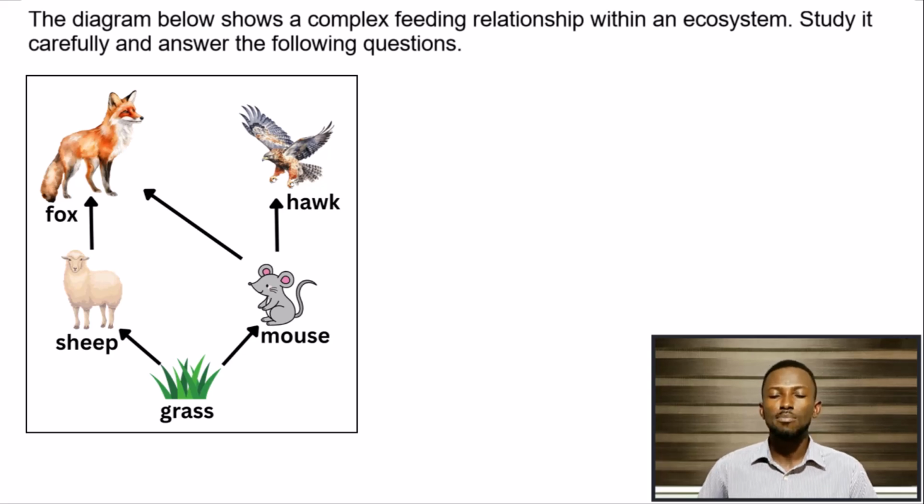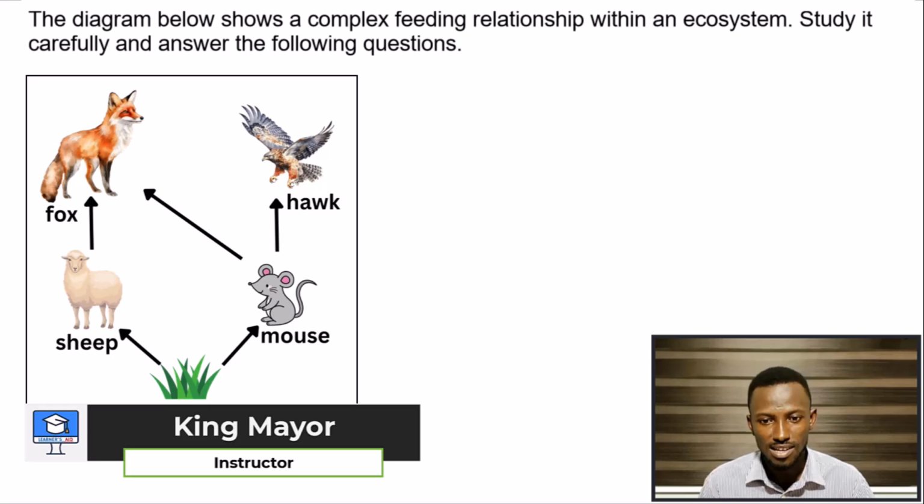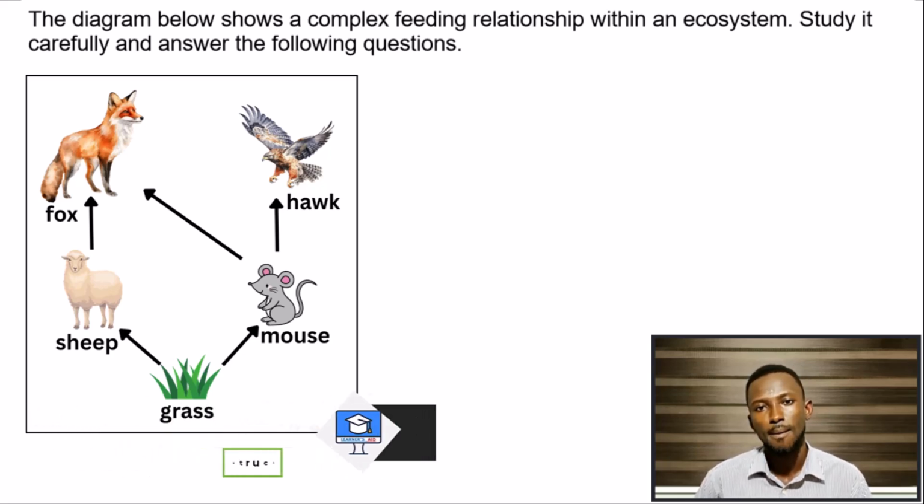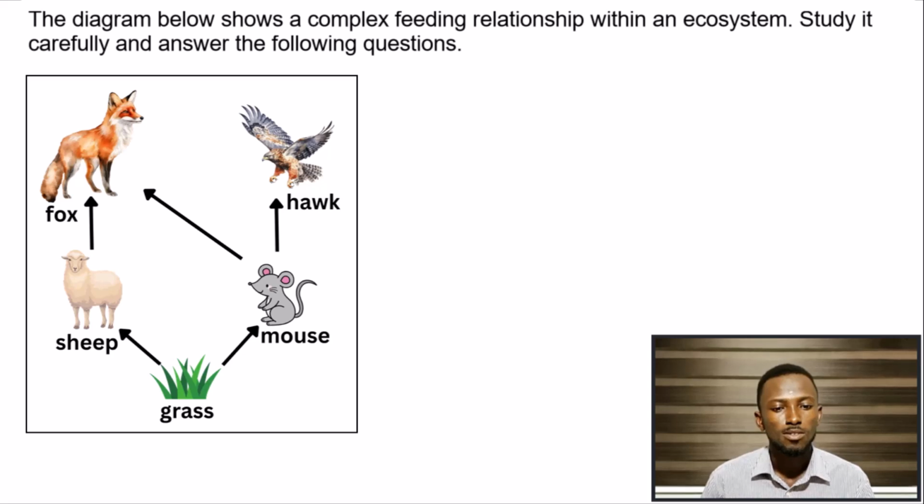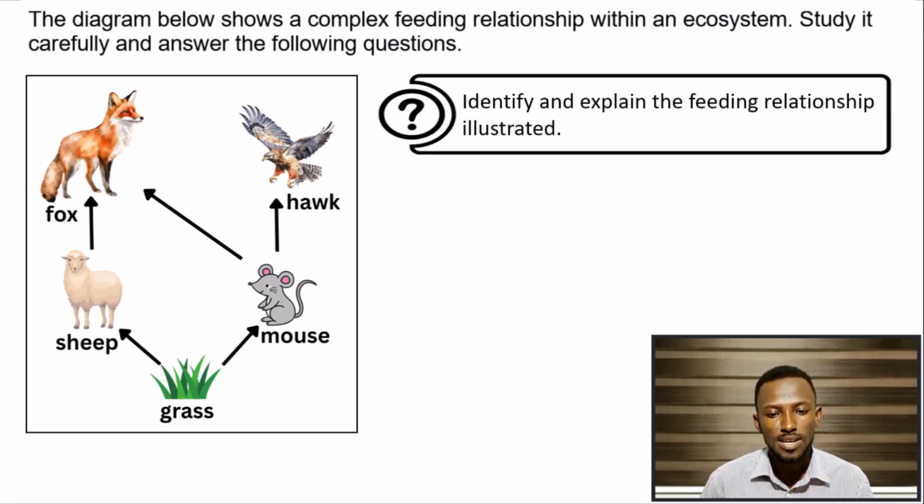So the diagram below shows a complex feeding relationship that exists in our ecosystem. So we have to study it carefully and answer the questions that follow. So you have fox, hawk, sheep, grass, and mouse. So let's go straight in. So we have to identify and explain the feeding relationship illustrated in the question.